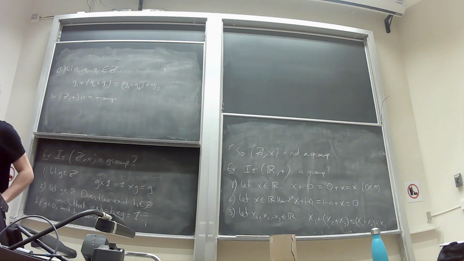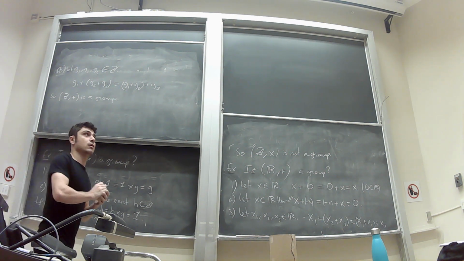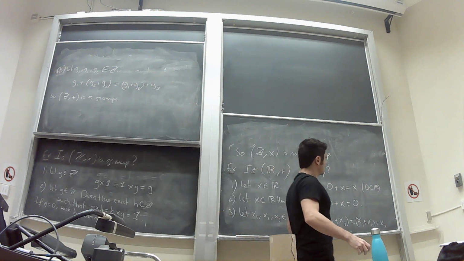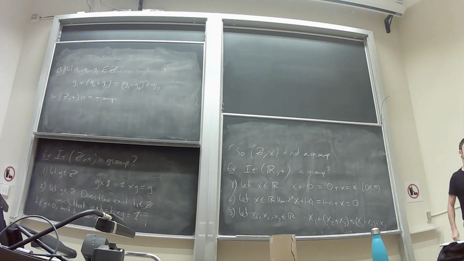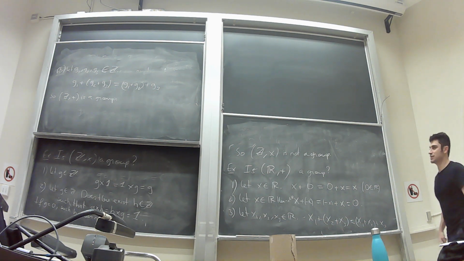But since we proved that Z plus is a group and we know that Z is included in R, is it always allowed? We can do an example. Usually it's the other way around: you know that R plus is a group, and Z has some nice properties, then Z plus is a group. Good point. Usually it's the other way.